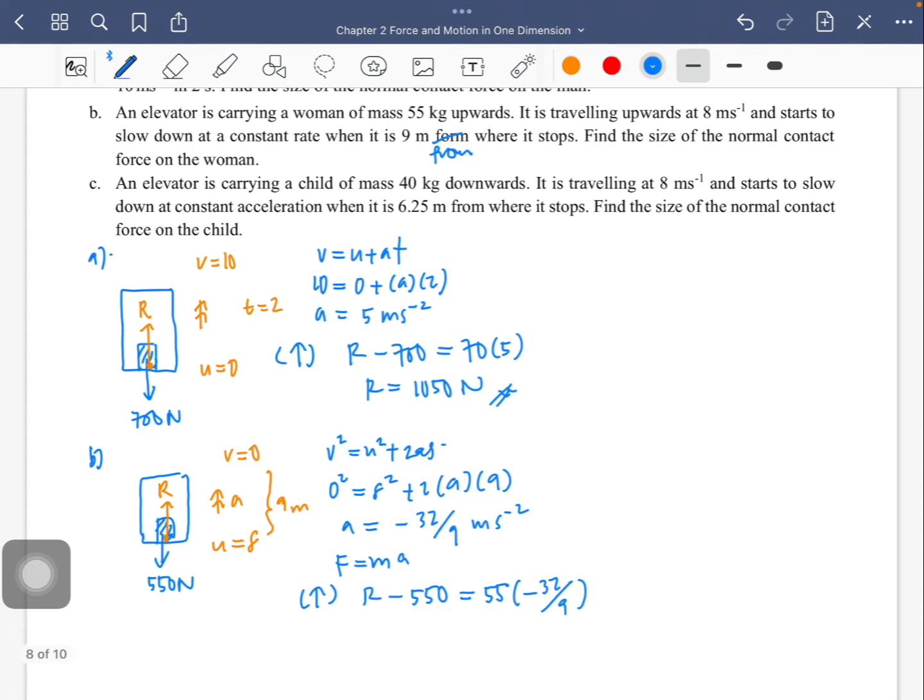So for this case, we're going to get normal reaction force is equal to 354 Newton in 3 significant figures. Okay, that's it for question B. Please make sure you try yourself also.